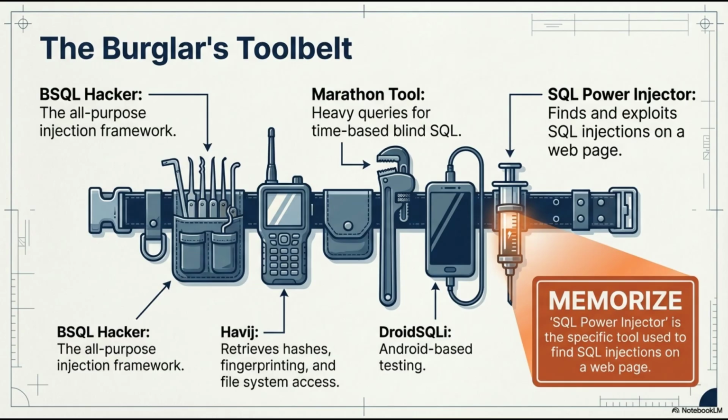The slide lists several frameworks. BSQL Hacker is an automated all-purpose injection framework. Havij is a well-known tool used to automate database fingerprinting, retrieve password hashes, and access the underlying file system. Marathon Tool is specialized for executing the heavy, repetitive queries required for time-based blind SQL attacks, and Droid Sqli is utilized for testing vulnerabilities specifically from Android operating systems.